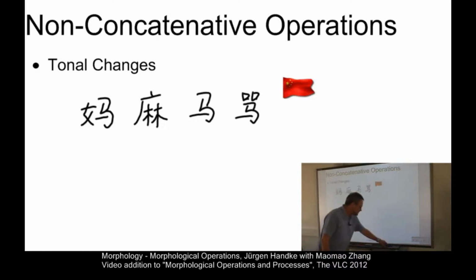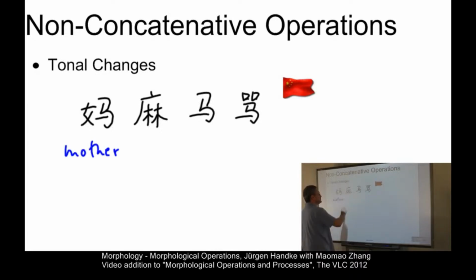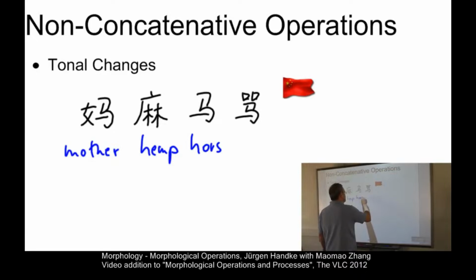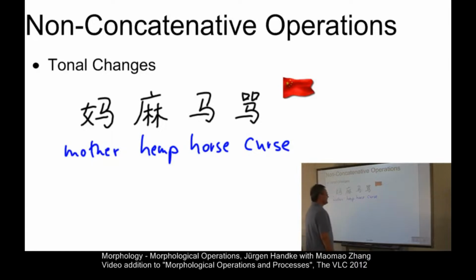Okay, now first of all, tell us what they mean, these words. What is the first word? Mother. Okay, let's write down these words. Mother. The next one is hemp. And then we have horse. Okay. And curse. Okay, so these are the meanings.